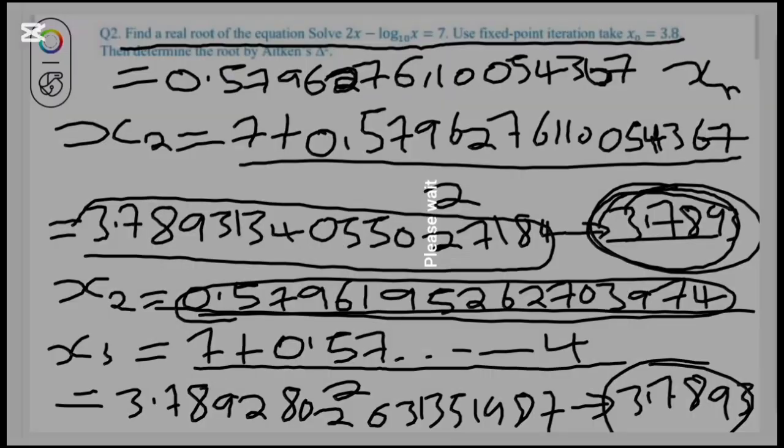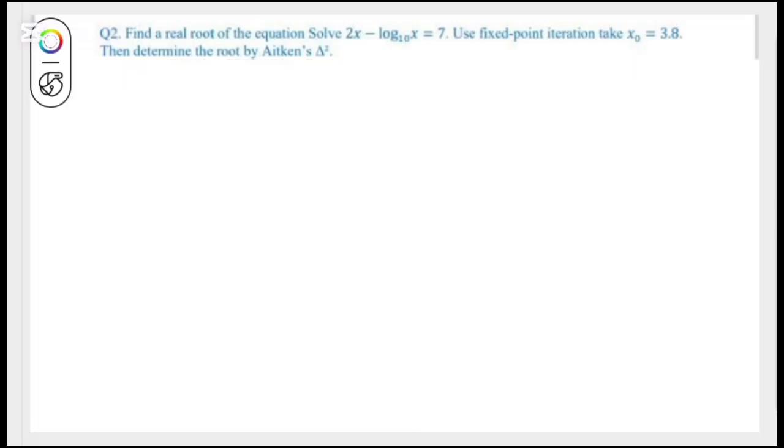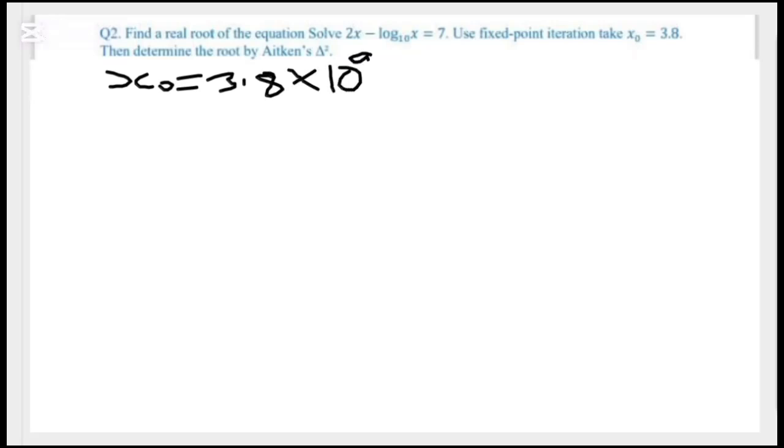And then the next is that the question says to determine the root by the Aitken's delta square method. So now I'm going to use the Aitken's delta square method in order to determine the roots. So you have to take note of that. Whenever you realize that the two of x are the same, as you can see, x2 and x3 are the same, you are going to leave it like this. So by using the Aitken's delta square method, I have to take note of the value of x0, which is, let me say, 3.8. Let me add at least 9 zeros.